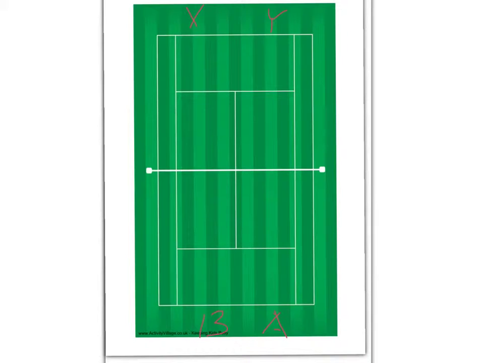So here we have a court. We have Team AB versus Team XY. We're going to make A the server. So this nice dot there is the ball.